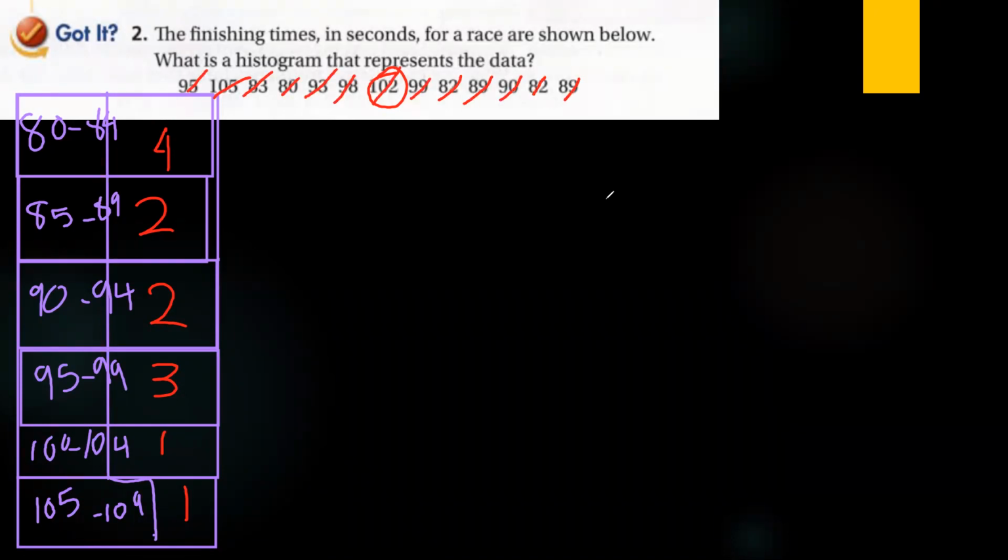So we must see that if we add all of these numbers, we must get 13. Let's check. 4 plus 2, 6, plus 2, 8, plus 3, 11, 12, 13. Yes, it's correct. Because if you forget any number, you will make a mistake. After we make our frequency table, let's make our histogram now.